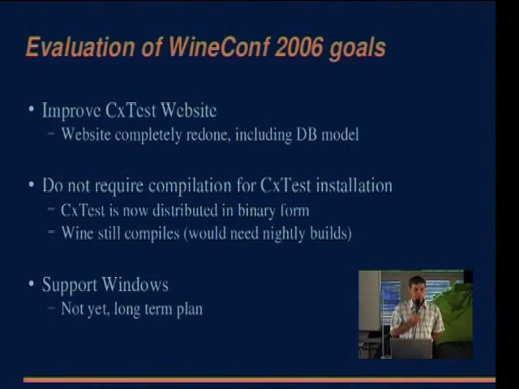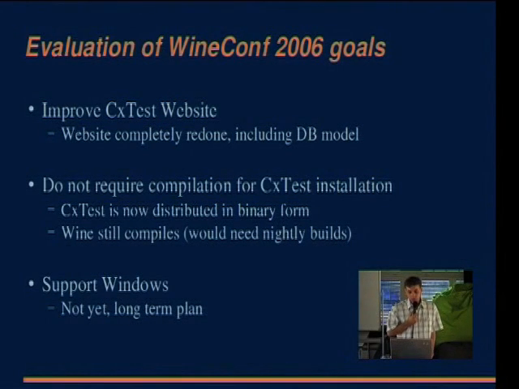CxTest could be installed in two ways. One of them is to download the source code from the repository and compile it yourself. That's the hard way. So to make it easier for end users, we provide the so-called CxTest.sh script, which installs the binary version of CxTest on your machine and basically tries to make it user-friendly so more people can test.